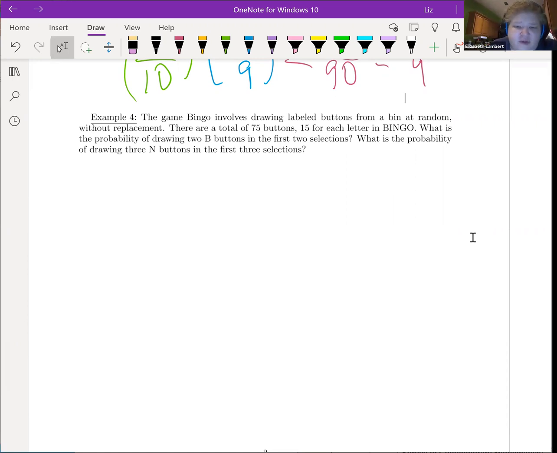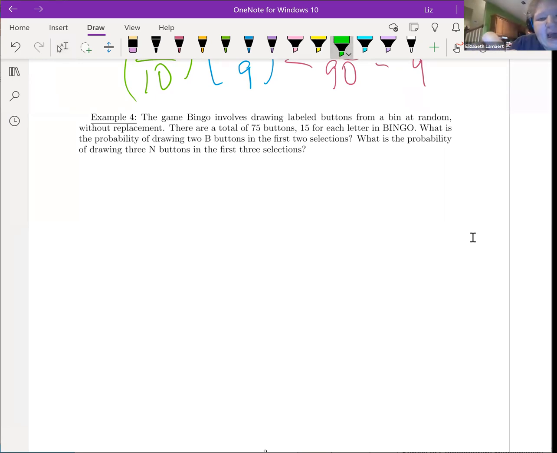So there are a total of 75 buttons, 15 for each letter in bingo. B has 15, I has 15, N has 15, G has 15, O has 15. Technically the numbers go from 1 to 75. The first 15 are the B's, the second 15 are the I's, and so on, but they're just focusing on the letters here. So what's the probability of drawing 2 B buttons in the first 2 selections?